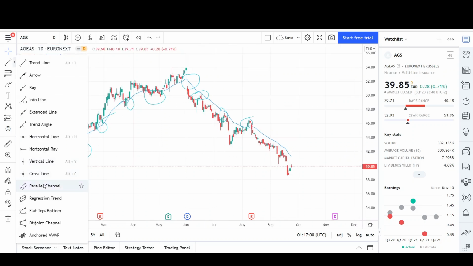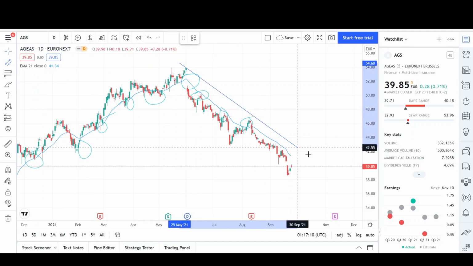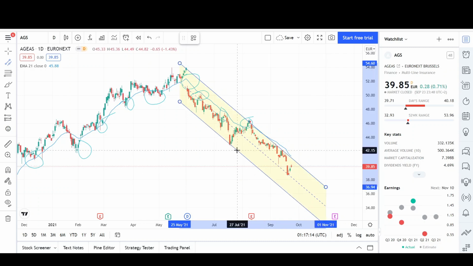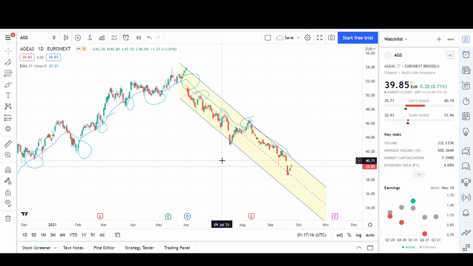A downtrend ends when we have a break outside of a channel. So this looks like it's the channel in play right now, the longer term channel. If I just mark the chart up right there, this looks like it fits pretty well. The midline is acting as support and resistance. So it looks like this is the channel in play.